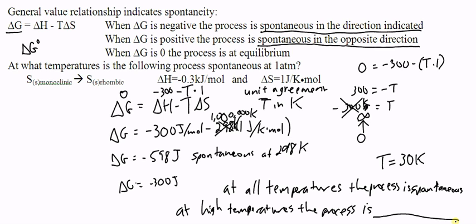And then if you ended up with a situation where delta G is always going to be positive, you would then have a situation where the process would always be spontaneous in the opposite direction. So what we're seeing here, if we have negative delta H, positive delta S, it's always going to be spontaneous. Alright, so maybe I should put a comma there.